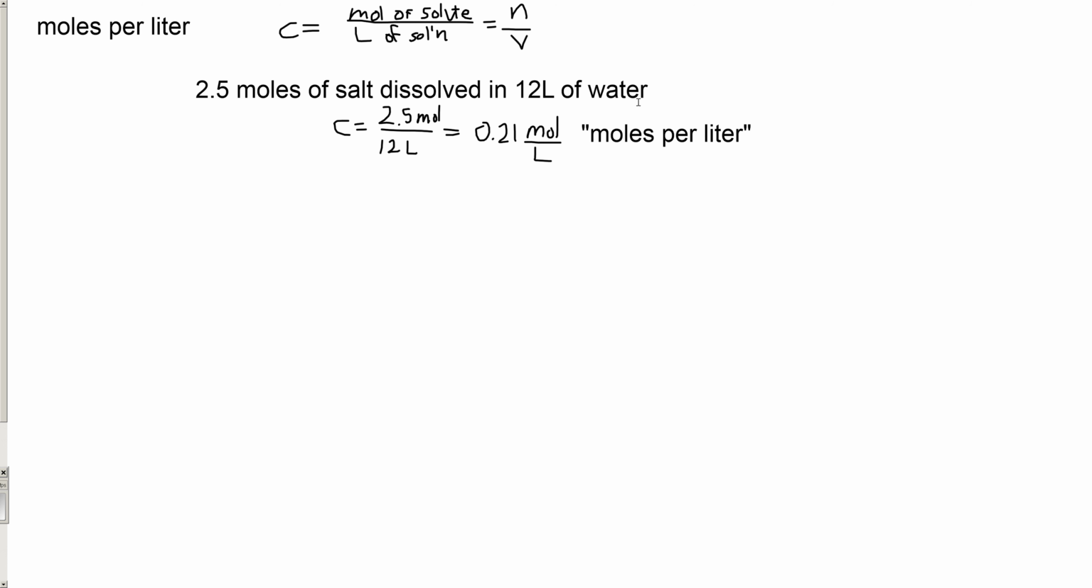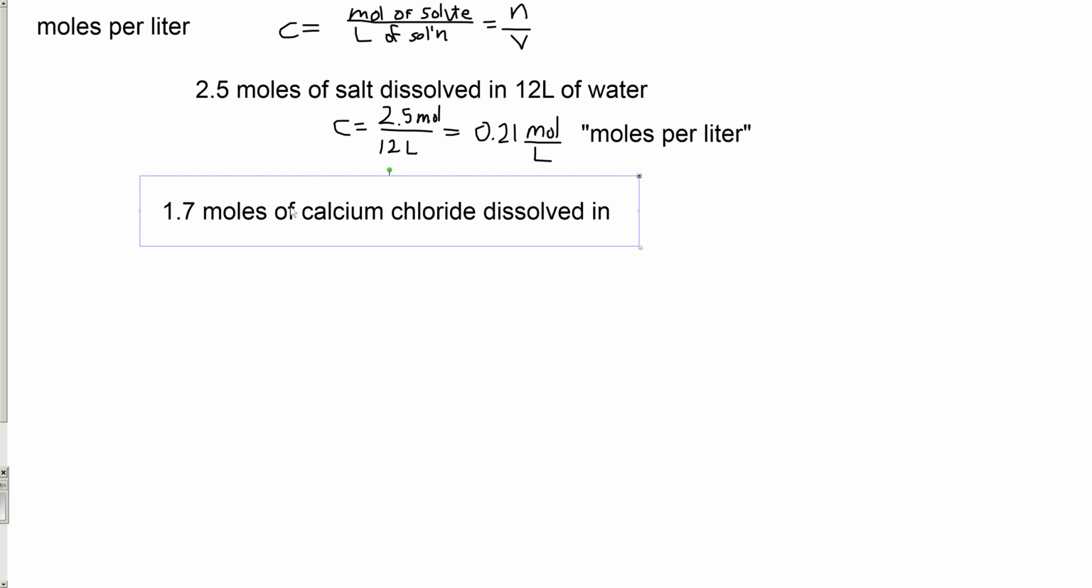What happens if you're given a milliliters value? So what if I say 1.7 moles of, who knows, let's go calcium chloride. Dissolved in, let's go milliliters, let's go 650 milliliters. Okay, so same idea. We need to turn 650 milliliters into liters. So I'm going to do that first. So 650 mils.